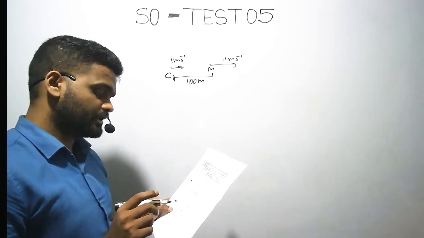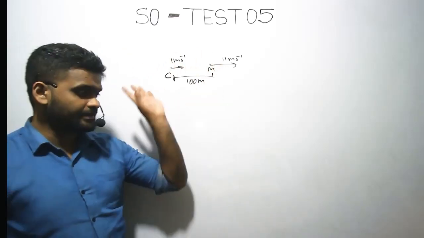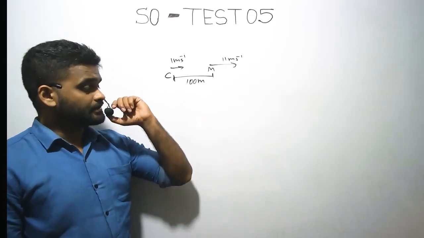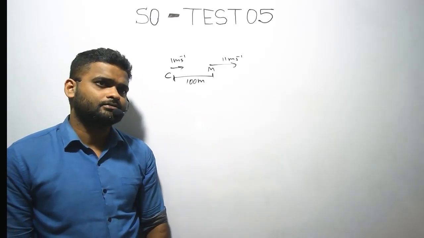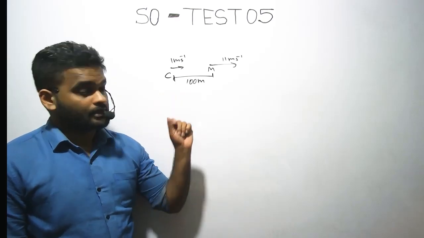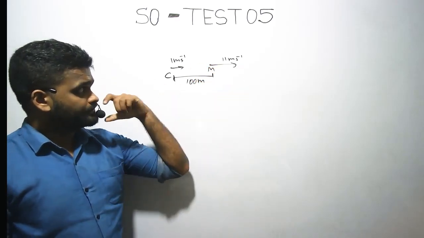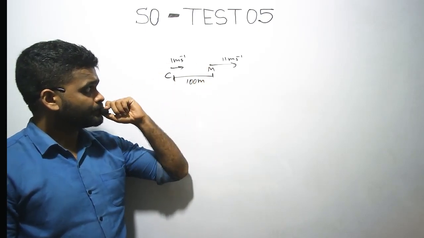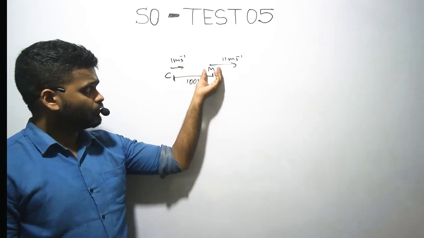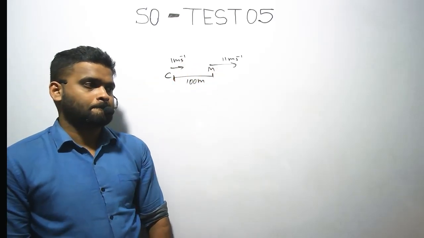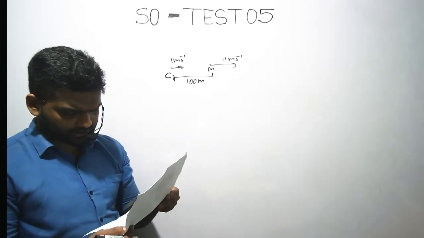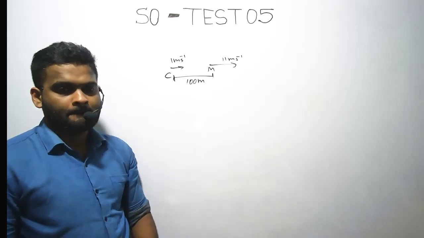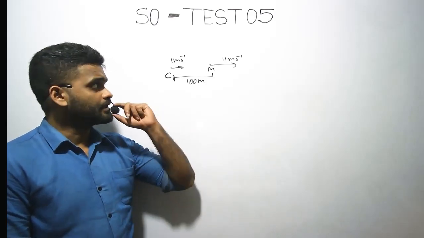Time required for the motorbike to pass the cycle. By just looking at this, I can say the time is 10 seconds. Once you understand these concepts, 10 seconds. So here what do you have to do? Apply relative motion. Here the motorbike is moving, right? I can stop the motorbike or the cyclist.